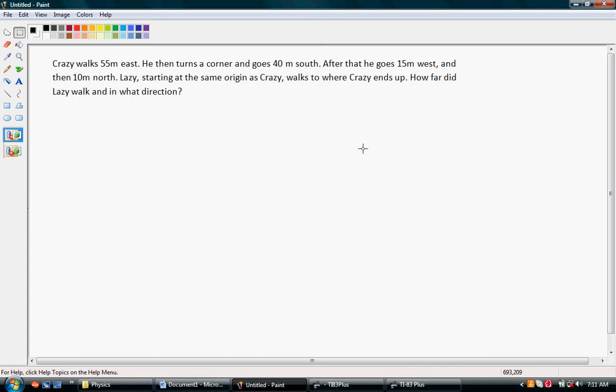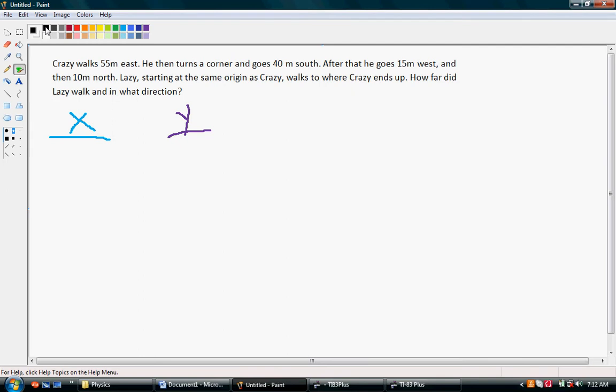So what we're going to do first, we're going to separate our x and y variables. Blue will be our x direction values, and we'll say purple is our y direction values. Alright, so first, Crazy walks 55 meters east.